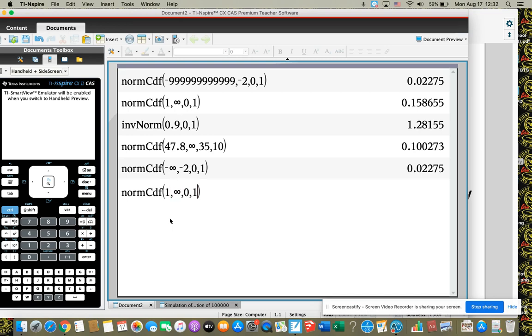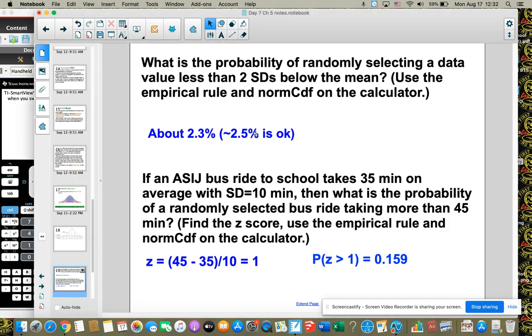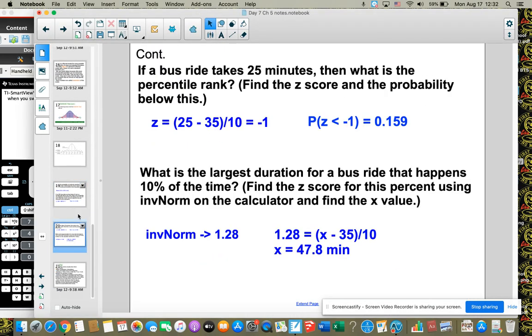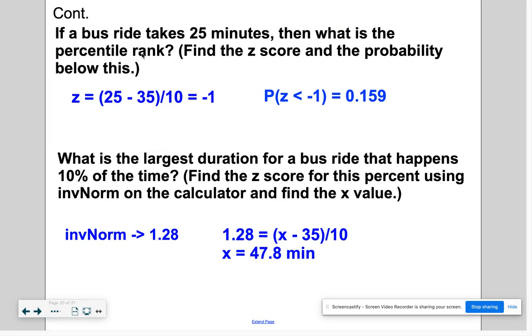So what's that probability with the mean of 0, standard deviation of 1? And you get your 15.9%. So really close to the 16 that we were thinking when we did it kind of quickly in the shorthand. Okay, let's continue this a little bit more.